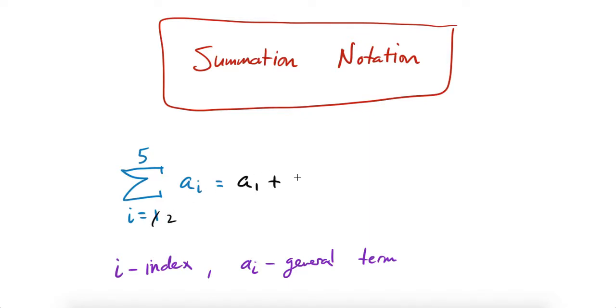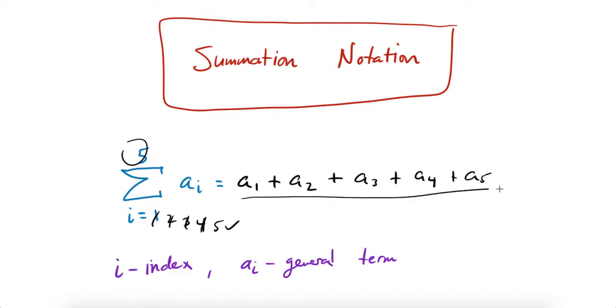So now I plug in 2 and get a sub 2, and then I check. Is 2 the last one? No. Okay, so then I'm going to add the next one. So then I bump up to 3. Plug in 3. Is 3 the last one? No, 5 is supposed to be the last one, right? So I keep doing this. So I add, bump up from 3 to 4, get a 4. Is 4 the last one? No, so I bump up to 5, get a 5. Is 5 the last one? Yes. So this original notation is equal to a1 plus a2 plus a3 plus a4 plus a5.